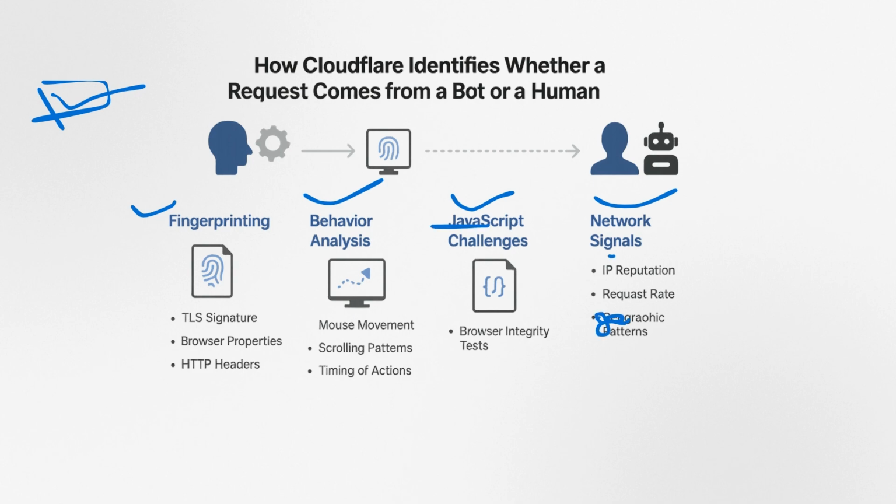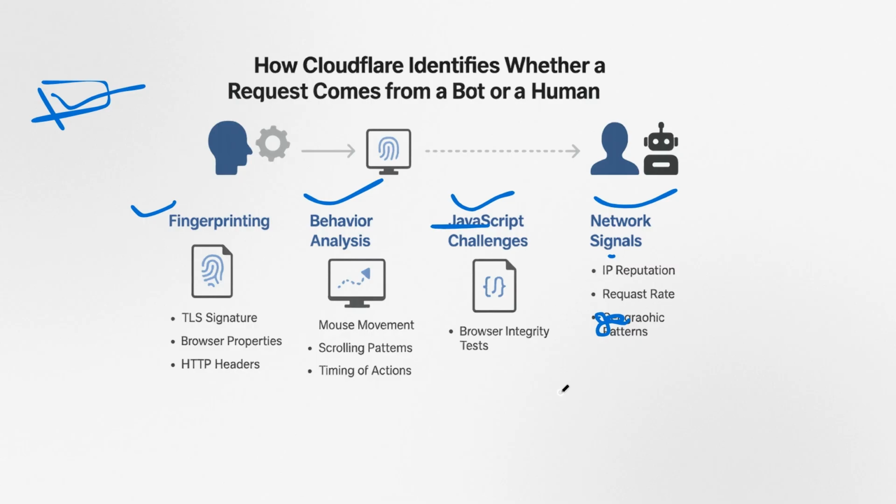If Cloudflare is still unsure, it sends a small JavaScript challenge in the background. These check whether your browser supports normal APIs, behaves like a real environment, and isn't running in a headless mode like Selenium. Humans pass quietly. Bots often fail these tests. And then there are network level signals. Cloudflare checks your IP reputation, request rate, geographic pattern, and whether you are using VPNs, proxies, or cloud servers.